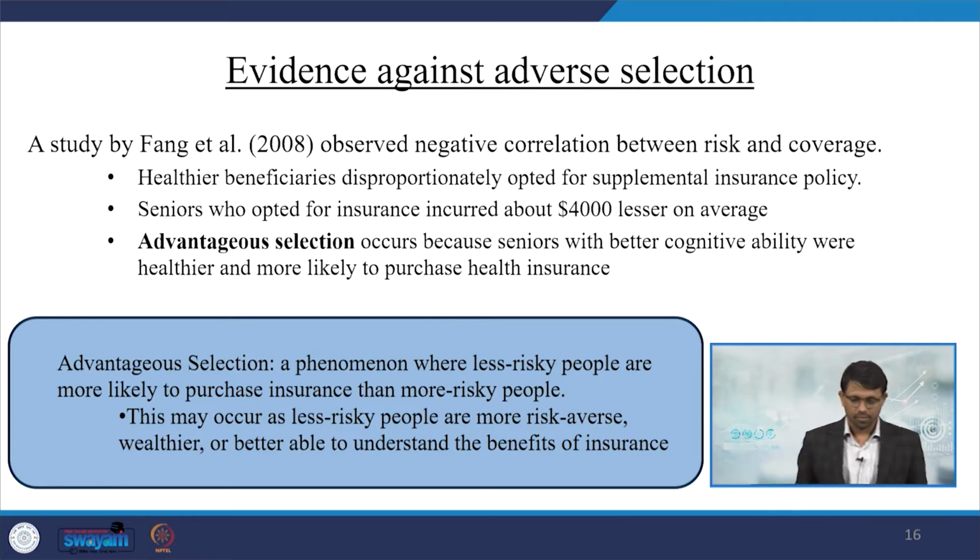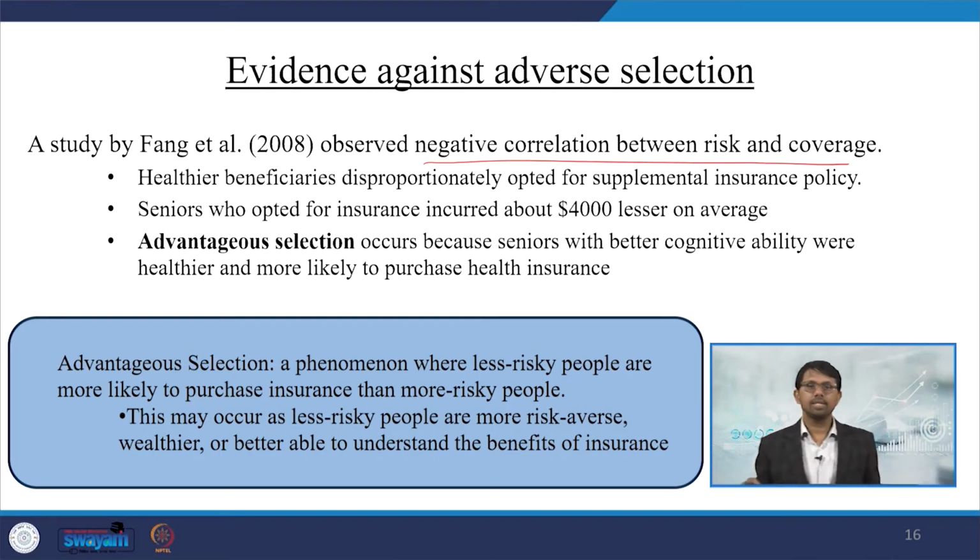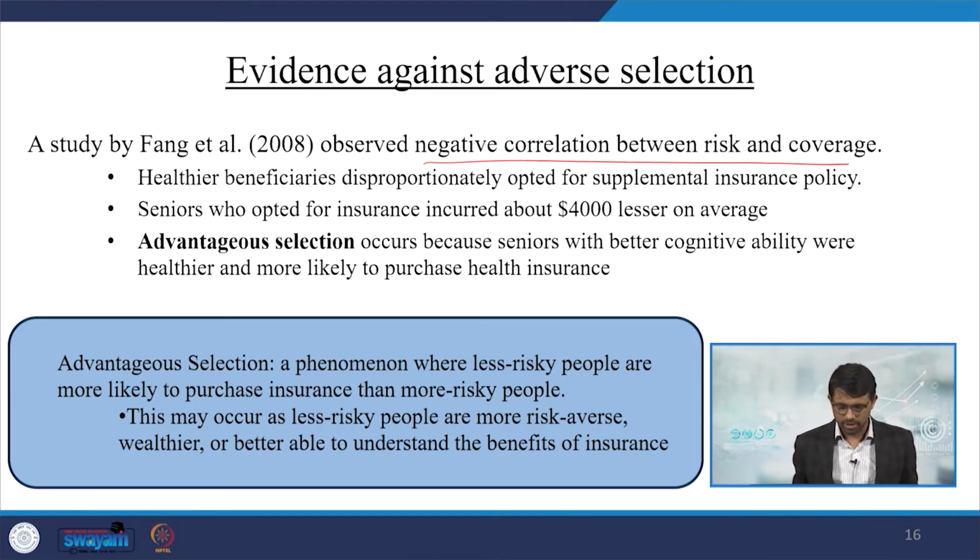Again, there is some evidence which is against adverse selection. I think I must mention it in the context of advantageous selection. A study by Pang et al. 2008 observed a negative correlation, not positive, between risk and coverage. Healthier beneficiaries disproportionately opted for supplemental insurance policies. Seniors who opted for insurance incurred about 4,000 US dollars less on average.